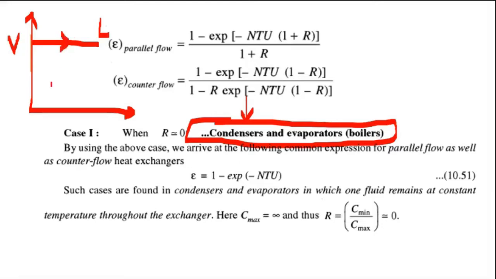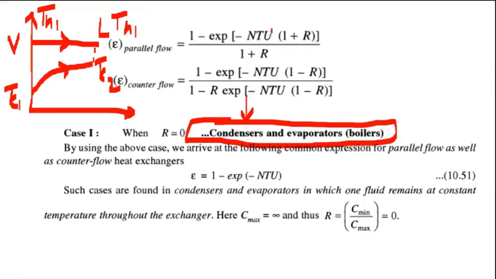The temperature for it is not going to change. The cold fluid will be flowing like this, and the temperature of the cold fluid will be increasing. So say TC1 is the inlet temperature and TC2 is the outlet temperature. For the hot fluid, TH1 might be the inlet temperature and TH1 will be the outlet temperature as well. Any doubt in this part?